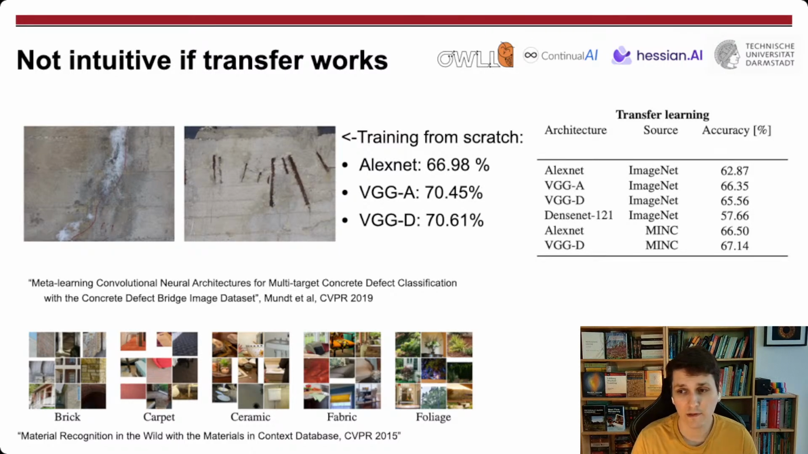But what if I take a different data set, like this materials and context database on the bottom left, where the task is to separate different materials? This comes much closer to what I'm doing here. At least the patterns that I learn should be more specific to this task, right? And so we went about trying transfer learning.